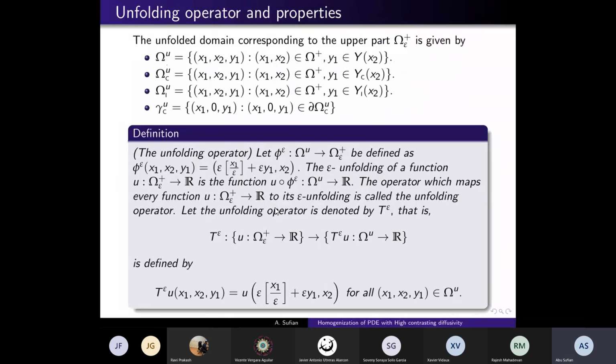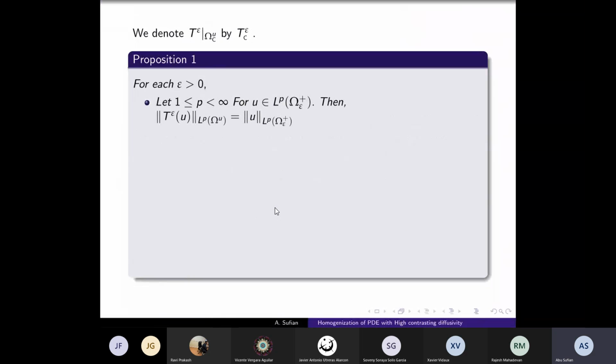Now in our analysis we're going to use two or three important properties of this unfolding operator, so let us recall those. First of all, sometimes we restrict our unfolding operator to the conductive part, and the restriction of the unfolding operator to that conductive region I will denote by T epsilon C. Some of the important properties of this unfolding operator are as follows. For each epsilon greater than 0, this unfolding operator satisfies the Lp integral equality.